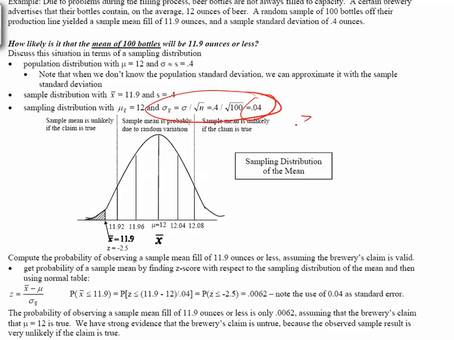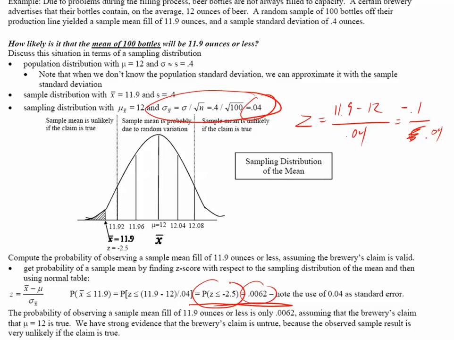So the z-score in this case would be 11.9 minus our expectation of 12, divided by 0.04, which is our standard error. So that would be negative 0.1 divided by 0.04. We have that calculation here, and that calculation gives us a z-score of negative 2.5. If we look at our normal distribution with a z-score of negative 2.5, we find the probability of getting 11.9 ounces or less would be less than 1%. There's a less than 1% chance of that happening.